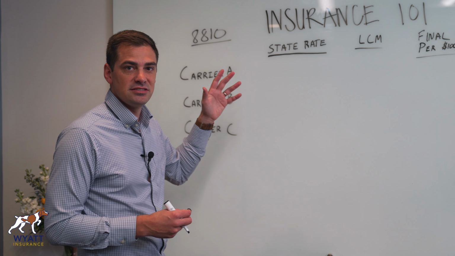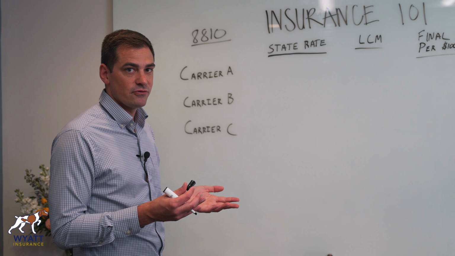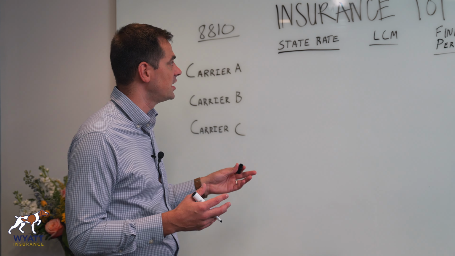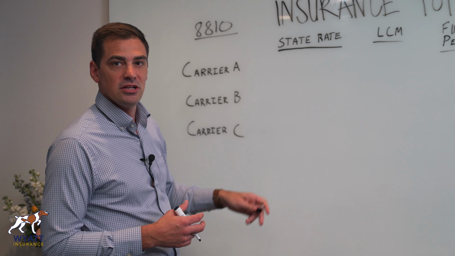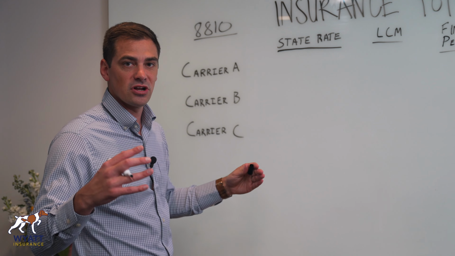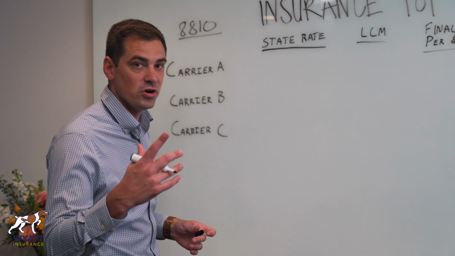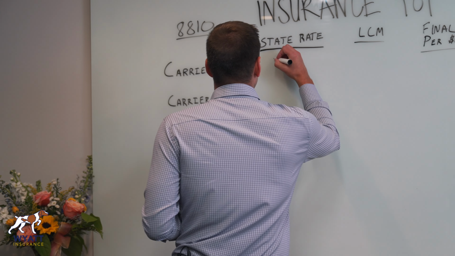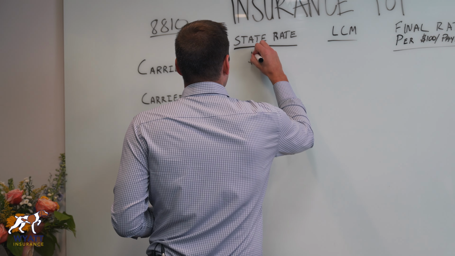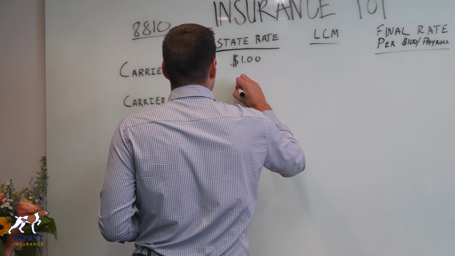And let's say the NCCI, who governs work comp for Tennessee specifically and other states, says, hey, we think 8810 should be $1. That's the starting place. So every single work comp carrier, that's where they're starting at, $1 per $100 of payroll. So let's go ahead and put that $1 up there.